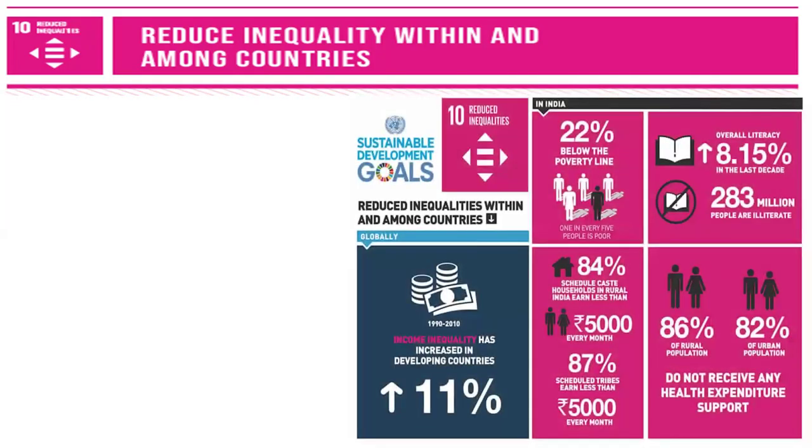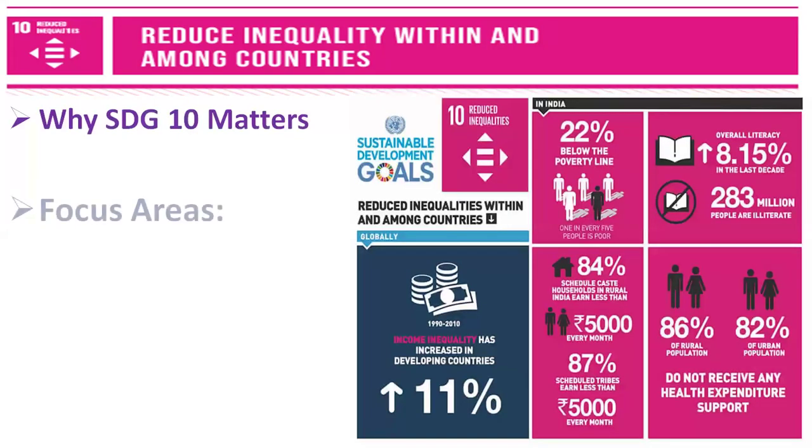This goal recognizes that disparities in income, opportunity, and social status can hinder progress towards sustainable development. Why this is important is that inequality can lead to a host of negative consequences, including social unrest, and disparities in access to healthcare can lead to poorer health outcomes for marginalized groups. Inequality can drive unsustainable consumption patterns and environmental damage. By addressing inequality, we can create a more just, equitable, and sustainable world for all.